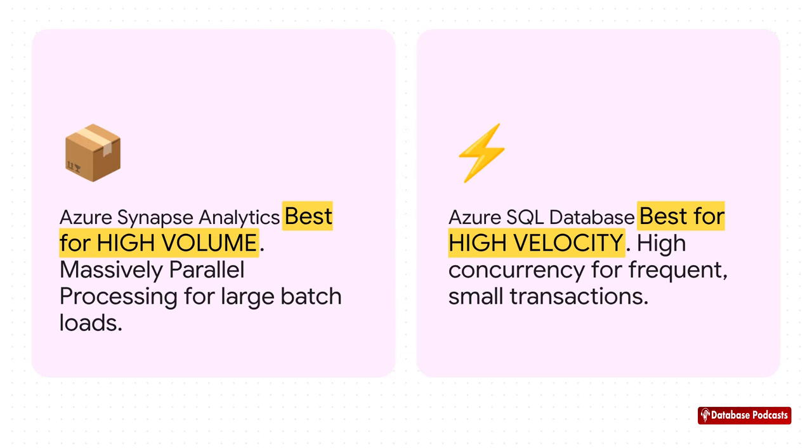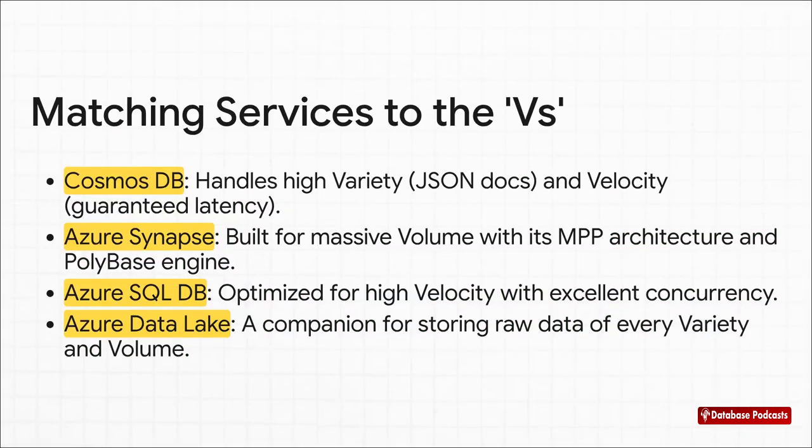And this right here illustrates a super common decision you'll have to make. On one hand, you have Azure Synapse. It's a massively parallel processing or MPP architecture. Just think of it as a beast built for chewing through massive batch jobs. It's your high-volume hero. Then on the other side, you've got Azure SQL Database. That's more of an OLTP engine, which stands for Online Transaction Processing. It absolutely excels at handling tons and tons of small, concurrent updates. That's your high-velocity specialist.